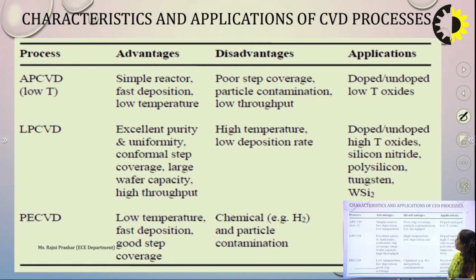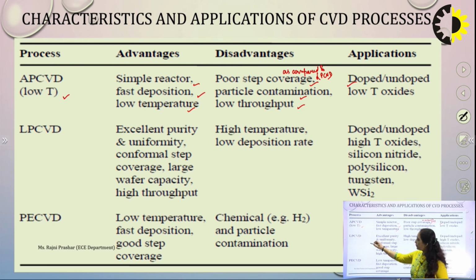So if you compare the advantages, disadvantages and applications, APCVD is generally carried out at low temperature. A very simple reactor is used, a fast deposition process will be there. The major drawbacks are some poor step coverage, as compared to LPCVD, and particle contamination will be there. Okay, it has a very low throughput, and it can be used for the formation of doped or undoped oxides.